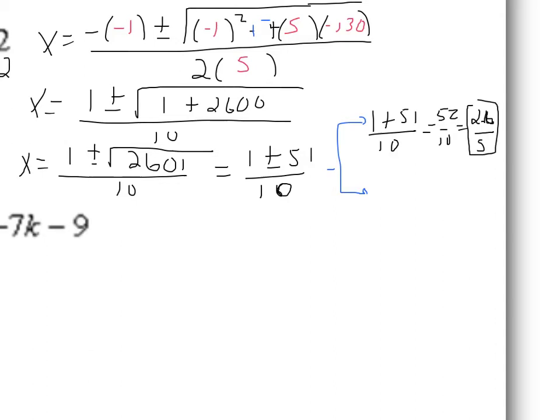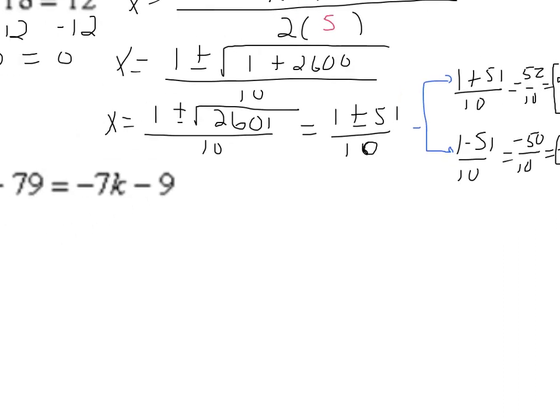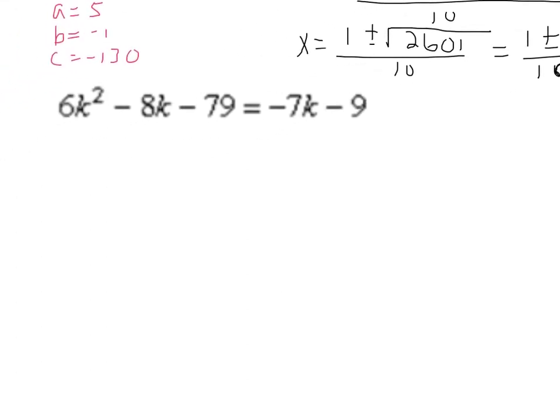And that would be fine. You can leave it like that. You can write it as a decimal if you like, just don't round it. This is a good exact answer. Then we have 1 minus 51 over 10, which is negative 50 over 10, which reduces to negative 5. So two exact answers. I'm going to go to the next one right away here because they're both similar.